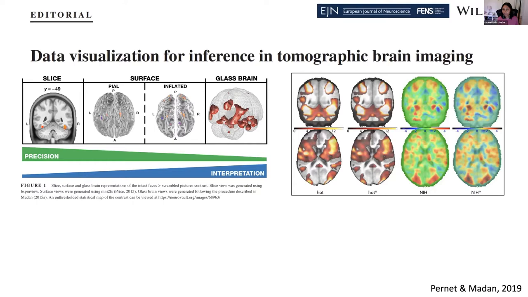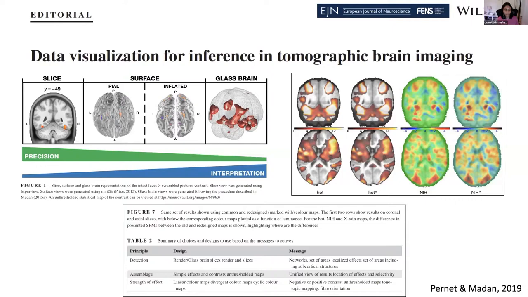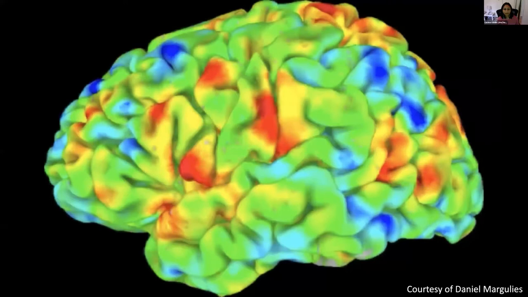And there's another table that gives an overview of the different ways of showing brain findings, and how you might want to tailor your approach to visualization based on what you're trying to convey. There's not a one-size-fits-all approach for any of these things, as you can imagine. I always like to use this figure that Daniel Margulies created.